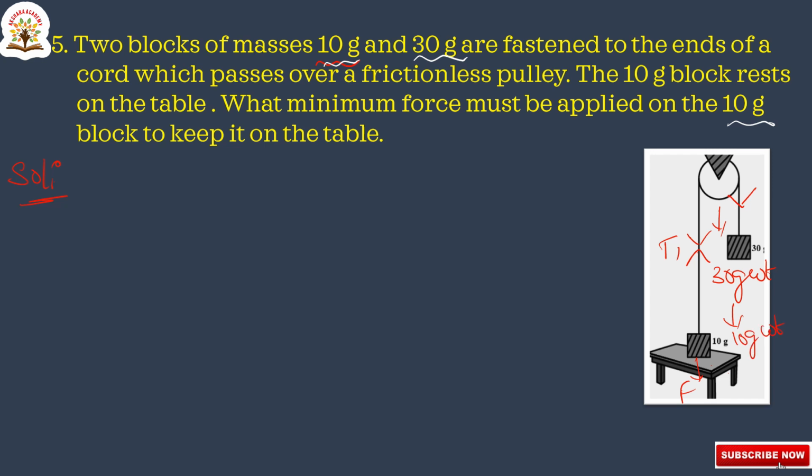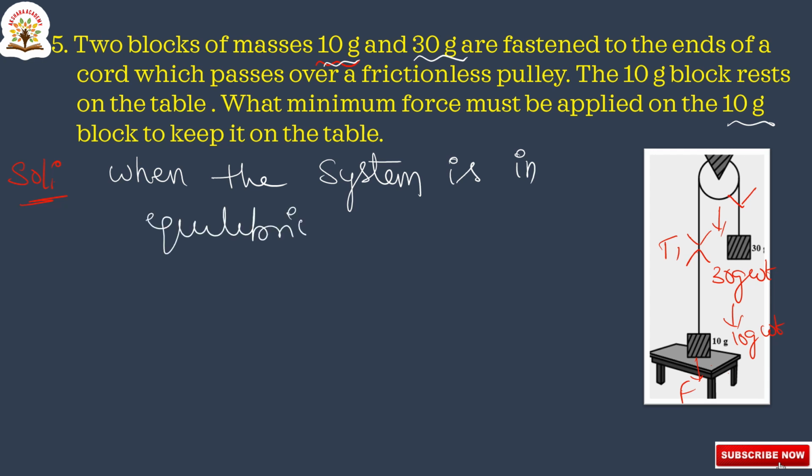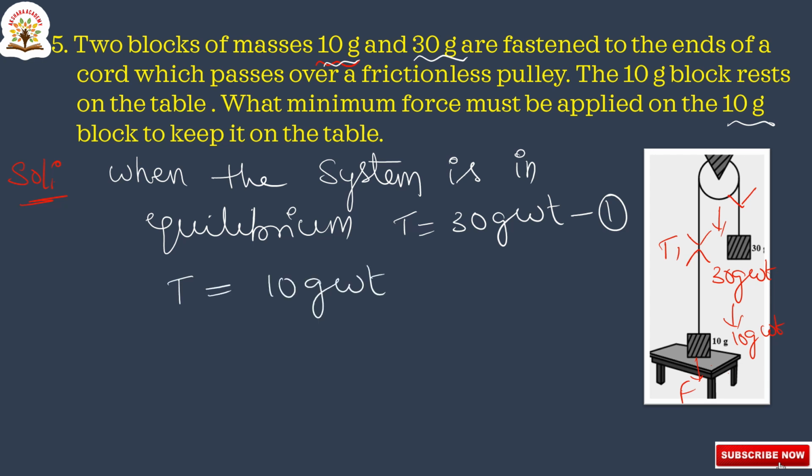So when the system is in equilibrium, then T is equal to 30 gram weight. Consider this as equation number 1. Next, T is equal to 10 gram weight plus F. Substituting equation 1 in this, we get 30 gram weight is equal to 10 gram weight plus F.